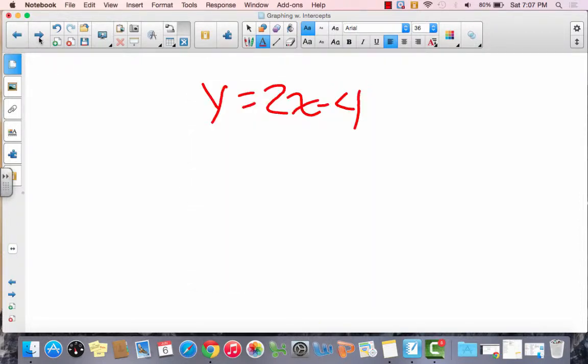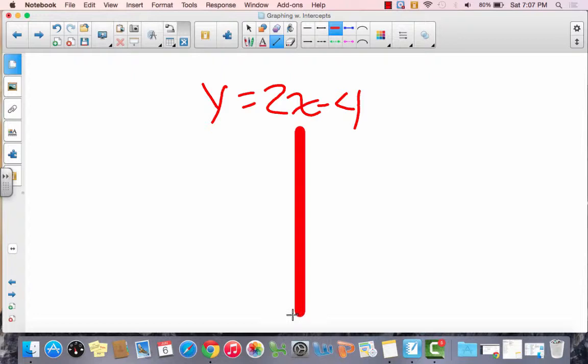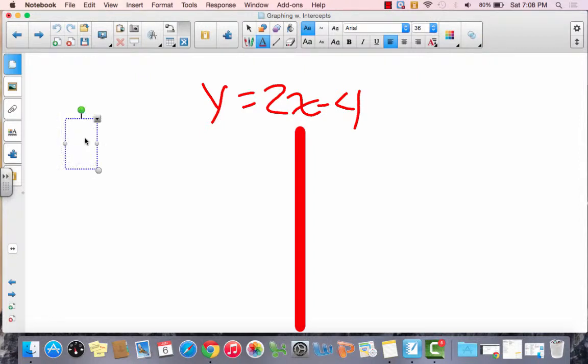In order to graph using intercepts, we are actually going to find two different pieces of information. We're going to find where the line crosses the x-axis, and we'll find one point. And then we will start again and find where the graph crosses the y-axis and have a second point. So I'm going to start off finding my x-intercept.